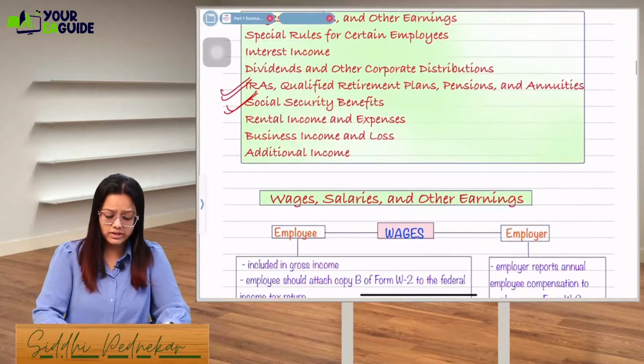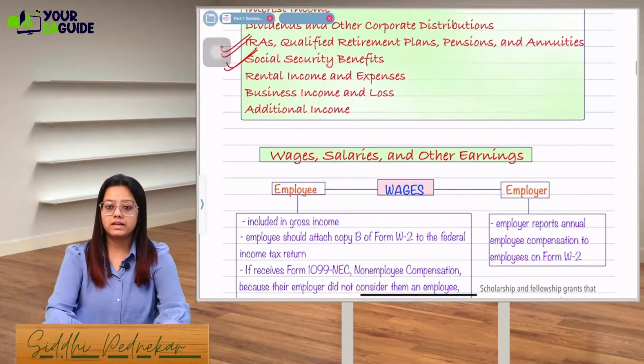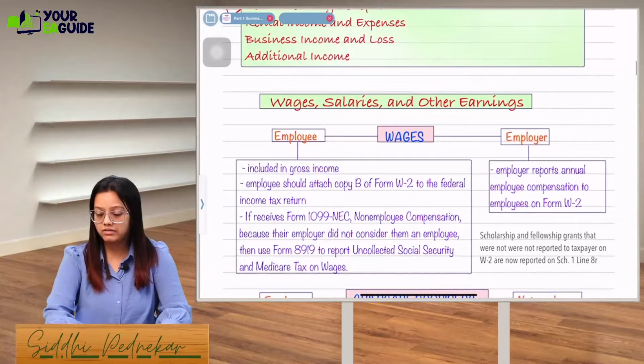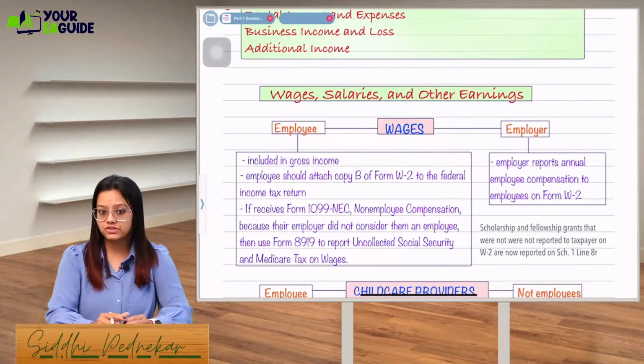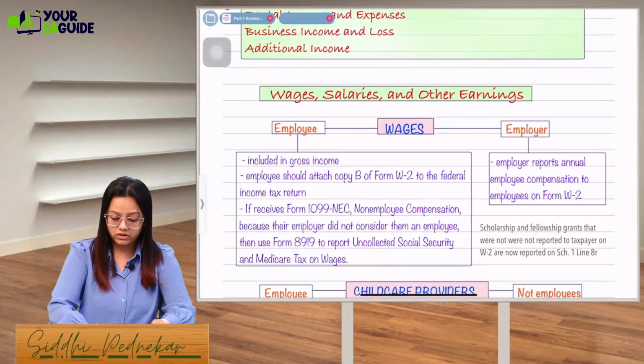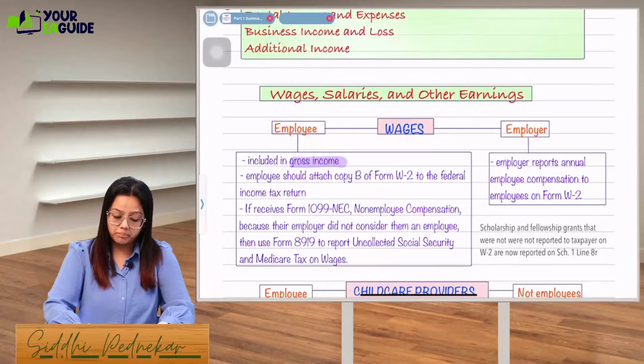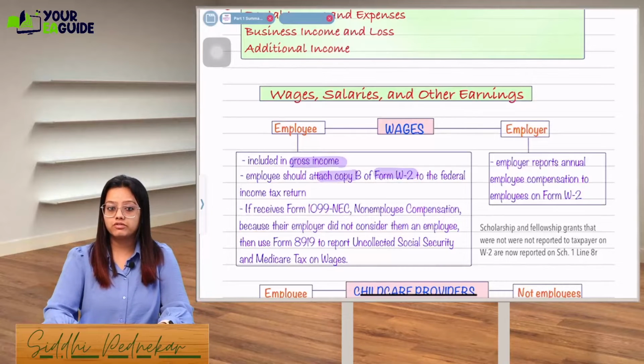Okay, so let's start quickly. Wages, salaries, and other income. If you are earning wage income, whether it's going to be taxable in your tax return or not, being an employee, it will be included in your gross income. An employee should attach copy B of form W2 to the federal tax return.